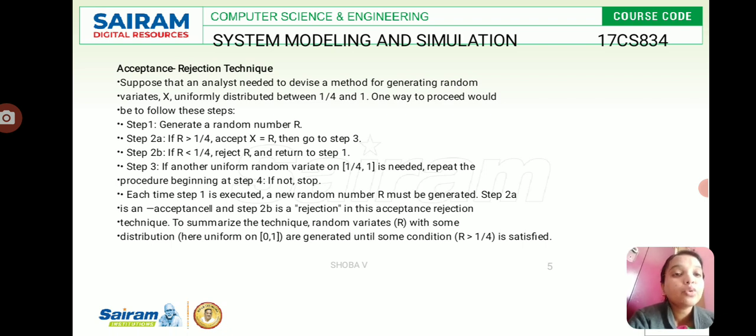A new random number must be generated. This is an acceptance, and for example, step 2a is acceptance and step 2b is rejection. To summarize this technique, we generate a new random variable with some distribution, like uniform 0 to 1, until some condition, R greater than 1/4, is satisfied. For the uniform distribution, this is much easier to apply and more efficient than the acceptance and rejection technique.